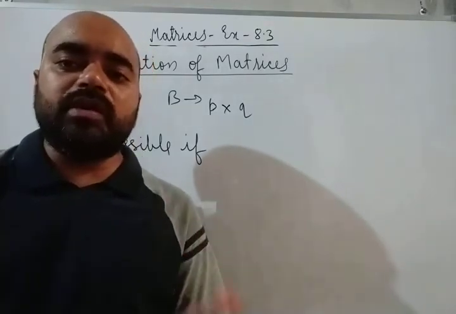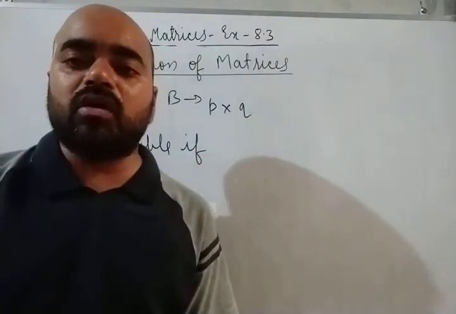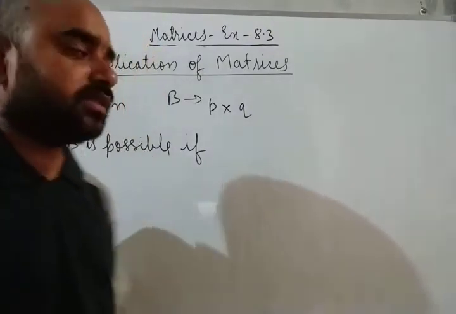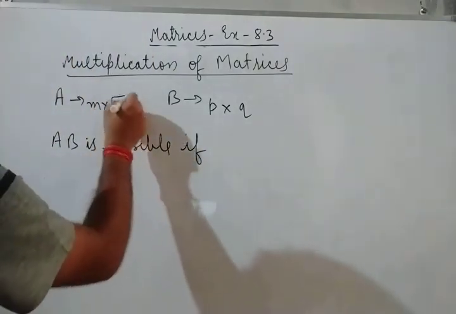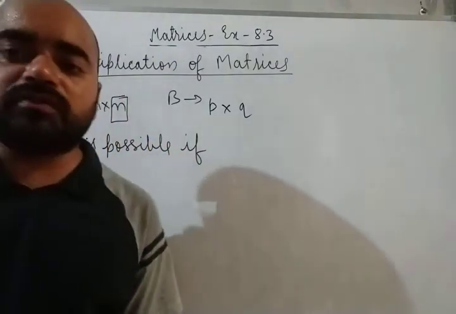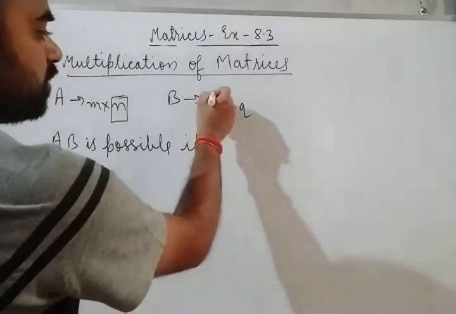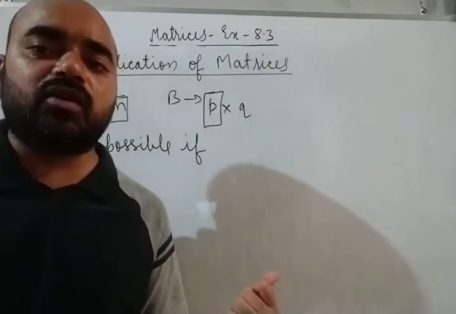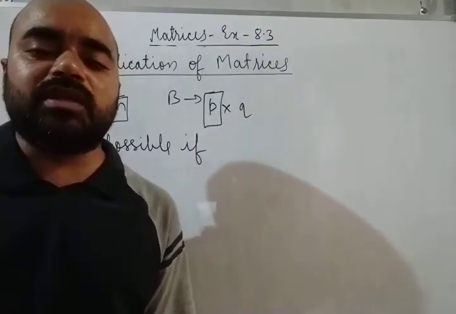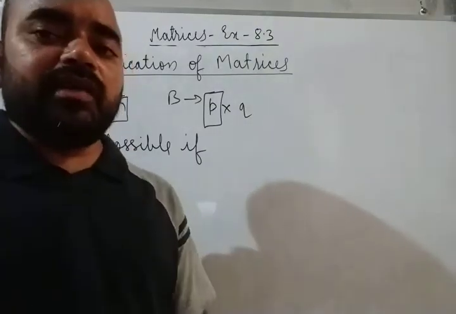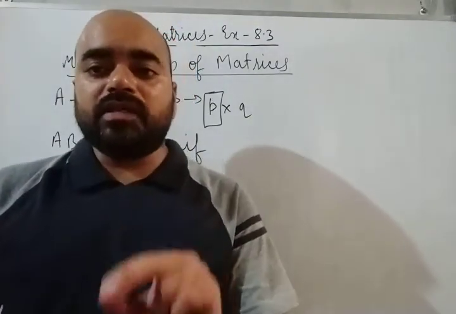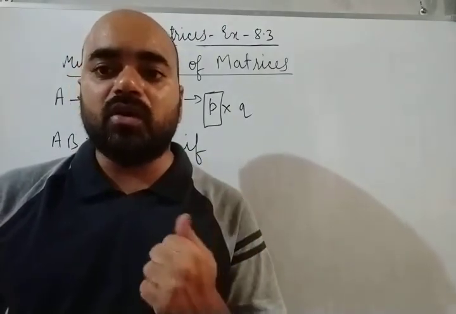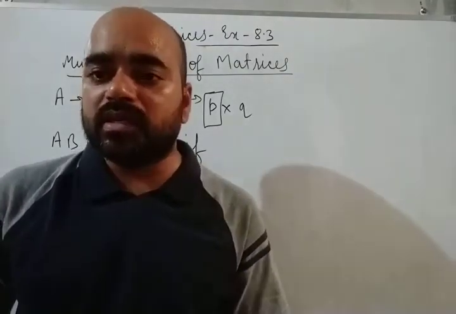Two matrices are said to be compatible or conformable for the product, or for multiplication, if the number of columns of the first matrix is equal to the number of rows of the second matrix. This is the compatibility condition for the multiplication of two matrices. Clear? Whenever two matrices are given, first we have to check whether the compatibility is satisfied or not. And what is the compatibility condition?